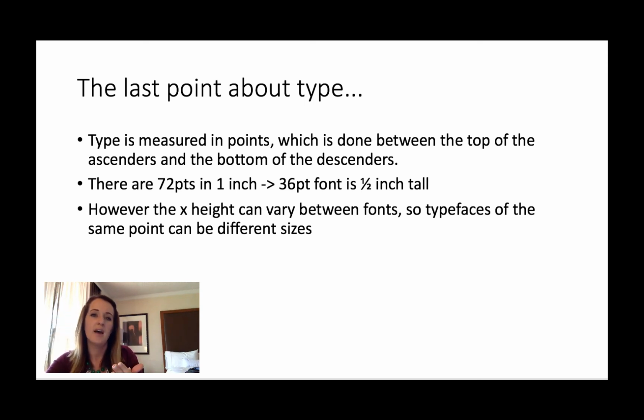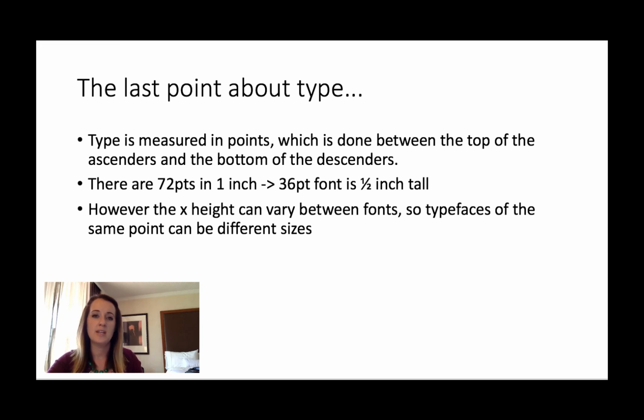Weird factoid, there are 72 points per inch. So if you have a 72-point font, it is 1 inch high when you actually print it out, from the top of the ascender to the bottom of the descender. That being said, if we divide that by 2, a 36-point font is half an inch tall from the ascender to the descender. So there's some math for you in graphic design, again, cross-curricular.